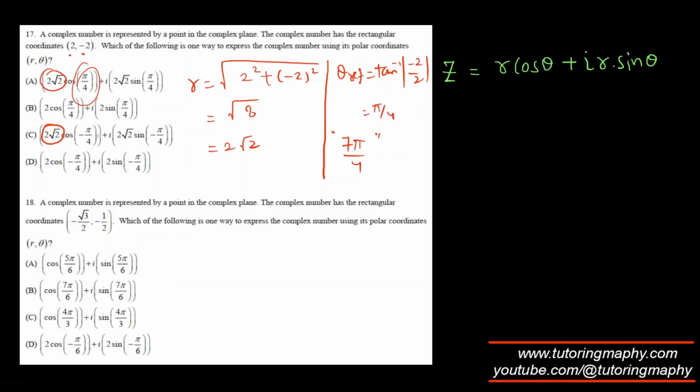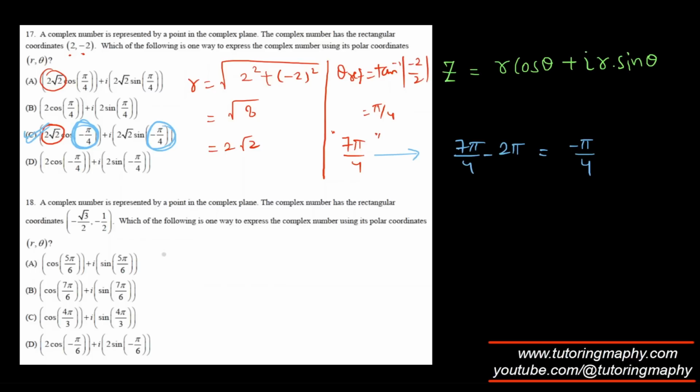If you notice, none of the options has 7 pi over 4, but don't you think that there is an equivalent form? Another way to write 7 pi over 4 is if we just subtract 2 pi from it, which will give me 4 times 2 is 8, 7 minus 8 is negative 1, negative pi over 4, which is right over here. So option C makes the best sense.